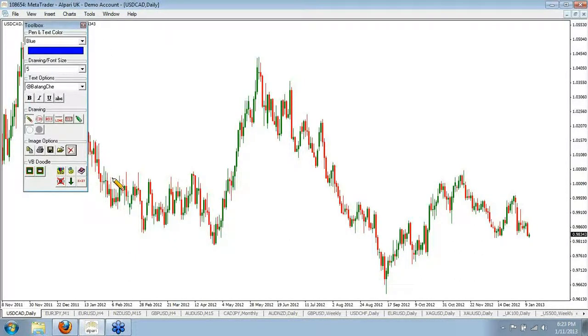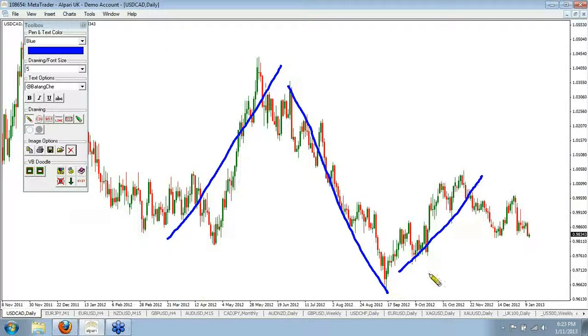If price is range bound, then obviously there's no trend. Now this is a situation where one can say that price is completely range bound. You really don't have a particular trend in it. But here we have an uptrend. This is a downtrend. This again is an uptrend.